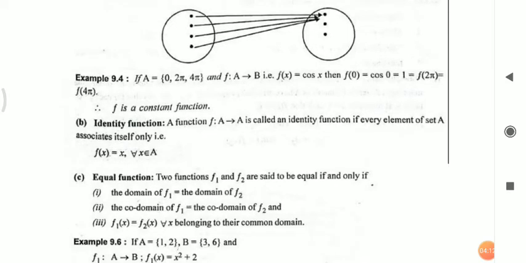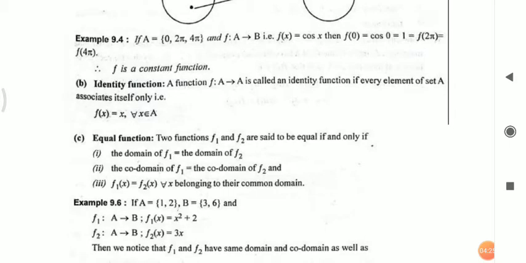Next is the identity function. For the identity function, you are saying that each element is mapped onto itself, so f(x) is equal to x for each element x of A. This kind of function will be called an identity function.